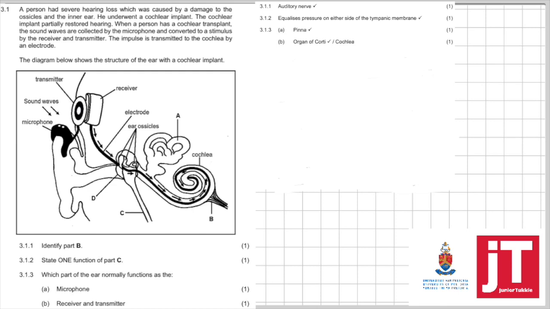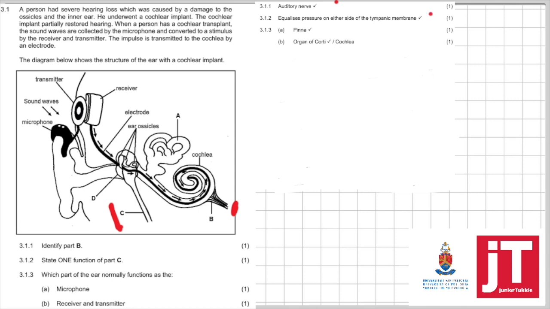3.1.1. Identify part B. What is part B? That's easy. That's the auditory nerve. 3.1.2. State one function of part C. That's the eustachian tube, which equalizes pressure on either side of the tympanic membrane.